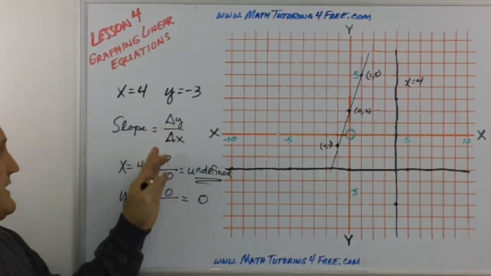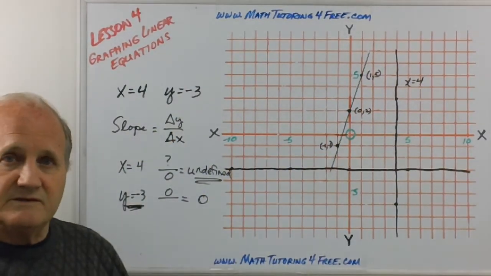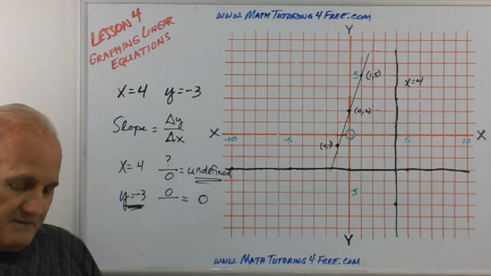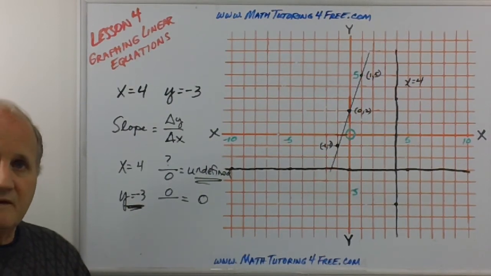So hopefully that gets them out of the idea that you've got to have an x and a y to have an equation. You really don't. Both cases there, one's a horizontal, one's a vertical, and they only have one variable.